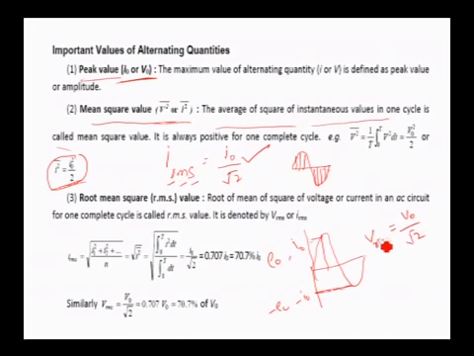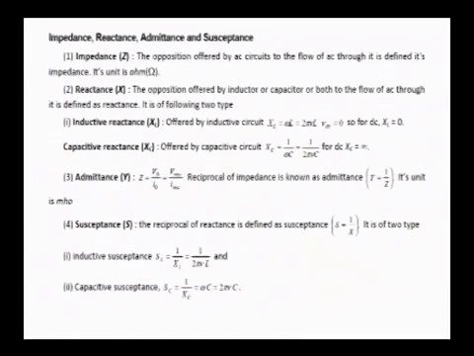Just look at the symbol. I can use V as the symbol for voltage, or I can use E as a symbol for voltage. It is E naught divided by root 2. Both the symbols can be used. This is V naught and this is E naught, the maximum voltage or maximum EMF.